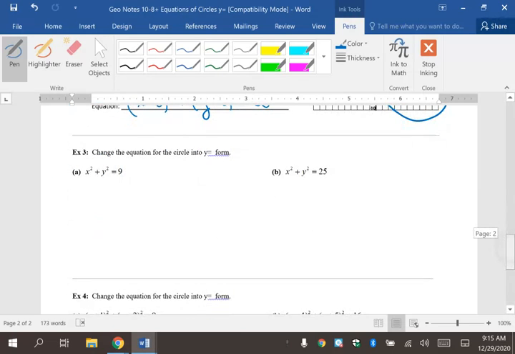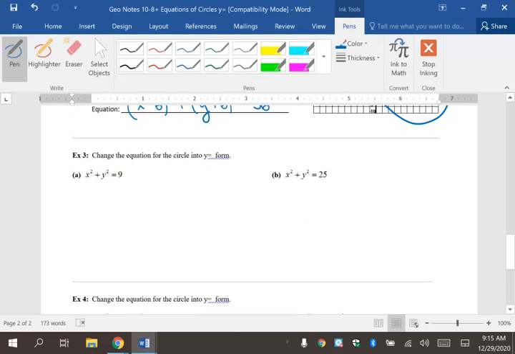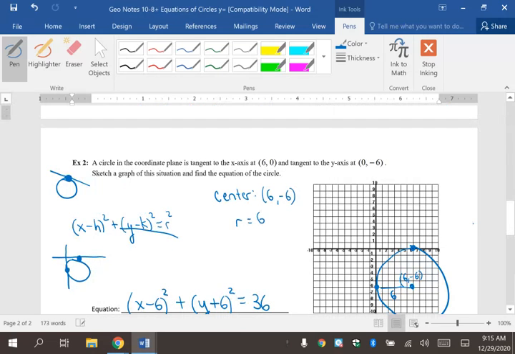Okay, down here, number 3, change the equation into y equals form. So we want to solve for y. So we want to subtract x squared from both sides, and we get y squared equals 9 minus x squared. Take the square root of both sides, and remember to show plus or minus. So we have y equals plus or minus the square root of the quantity 9 minus x squared.